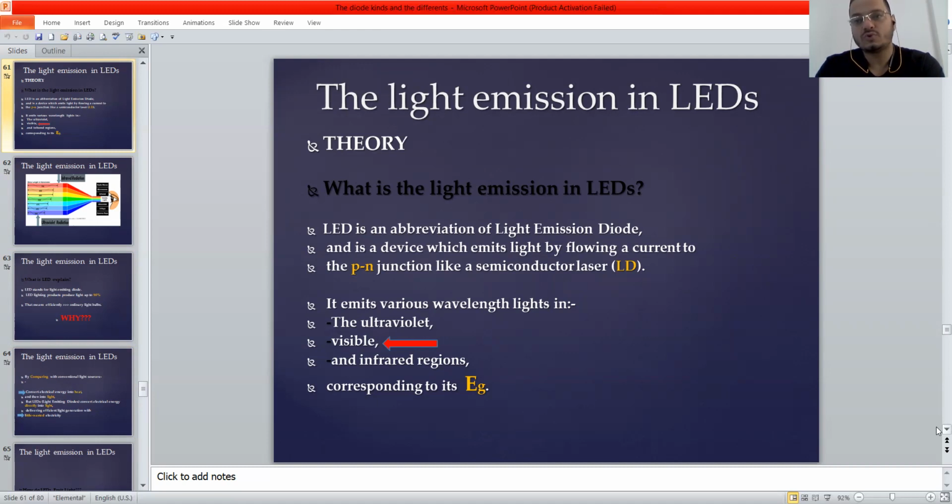Both of them belong to direct band gap. It emits various wavelengths of light, in three different fields: the ultraviolet, visible, and infrared regions. All of these three fields depend on the corresponding energy band gap. But we will focus on the visible.